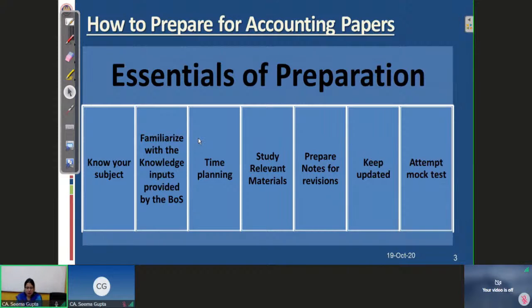And how do you have to prepare for it? You have to prepare all the essentials of preparation in this particular subject. You have to know your subject. You have to familiarize yourself with the knowledge inputs provided by the Board of Studies. You have to plan your time accordingly: what time you will allocate for revision of the concepts and what time you will allocate for practicing more and more questions. You have to study the relevant materials, prepare notes for later revisions, keep yourself updated and attempt mock tests.